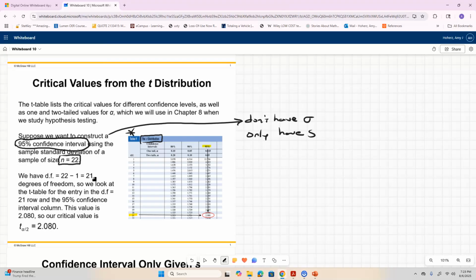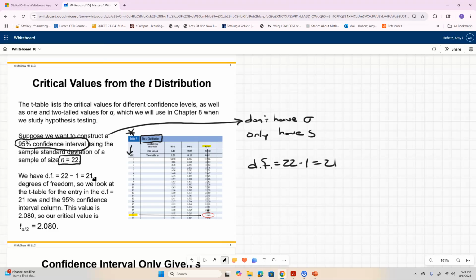How would we find our t-value? Well, you don't go all the way to the bottom of the chart, but other than that, it's fairly similar. Our degrees of freedom are found in this first column. In this case, our degrees of freedom are 22 minus 1, because remember, it's just the size of the sample minus 1. So our degrees of freedom is 21.